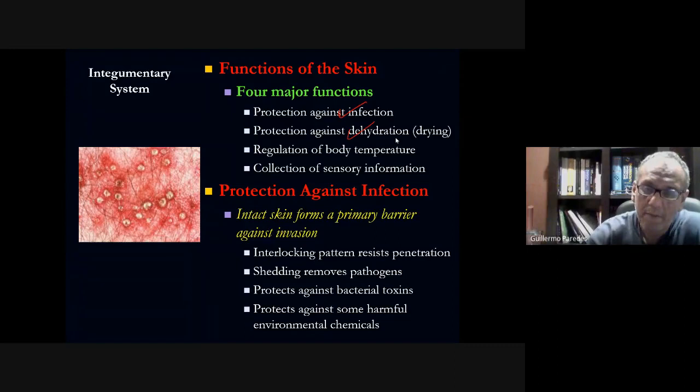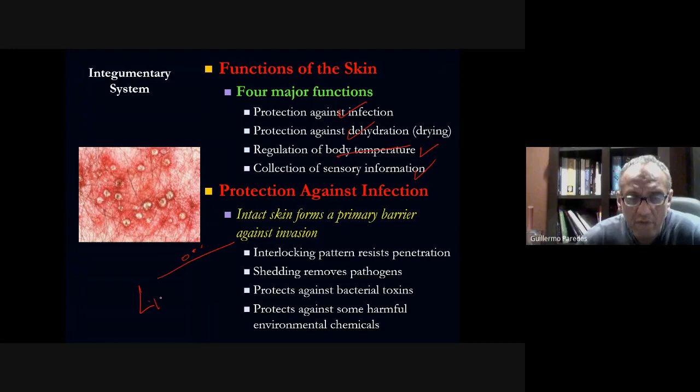Okay. All right, so regulation of body temperature, we already talked about that, and collection of sensory information. Protection against infection means having skin that is intact. It is not going to allow bacteria, viruses, or other foreign bodies to invade your body. So that is the first line of defense. The skin is part of the first line of defense.